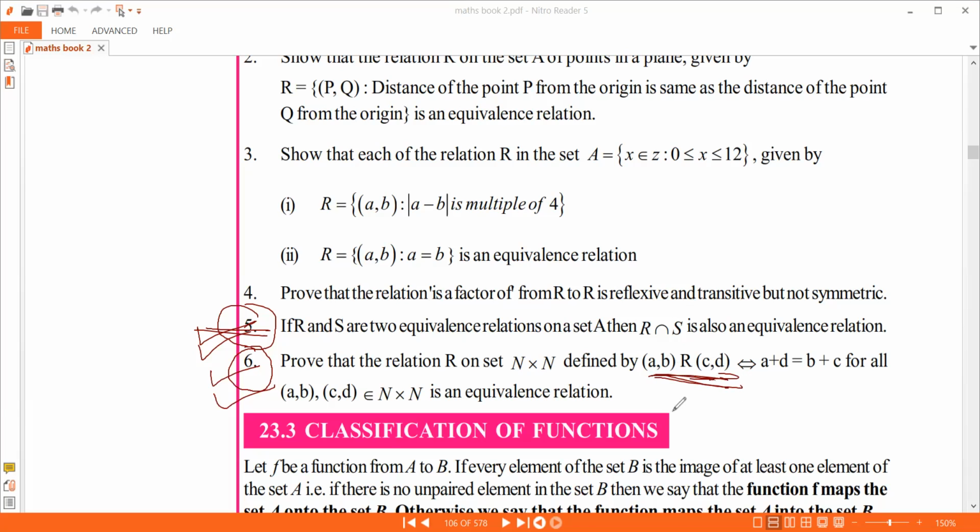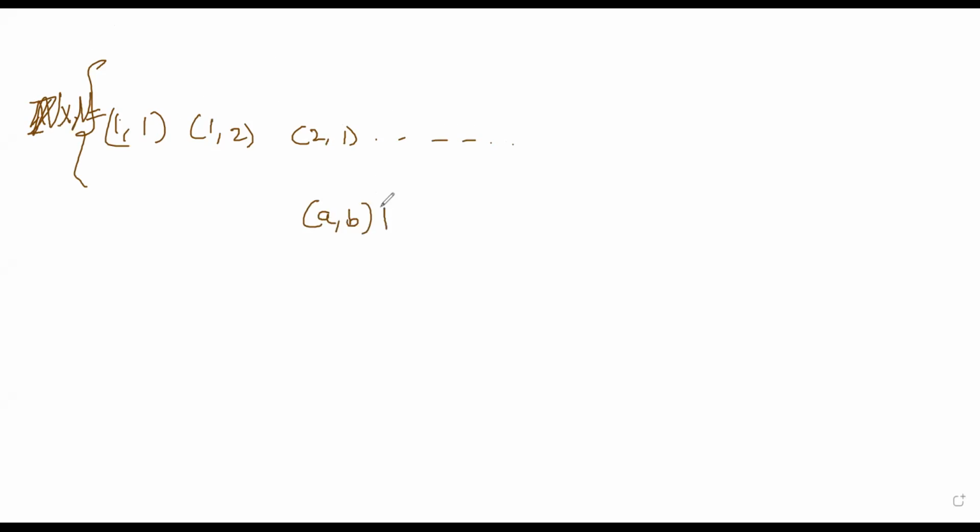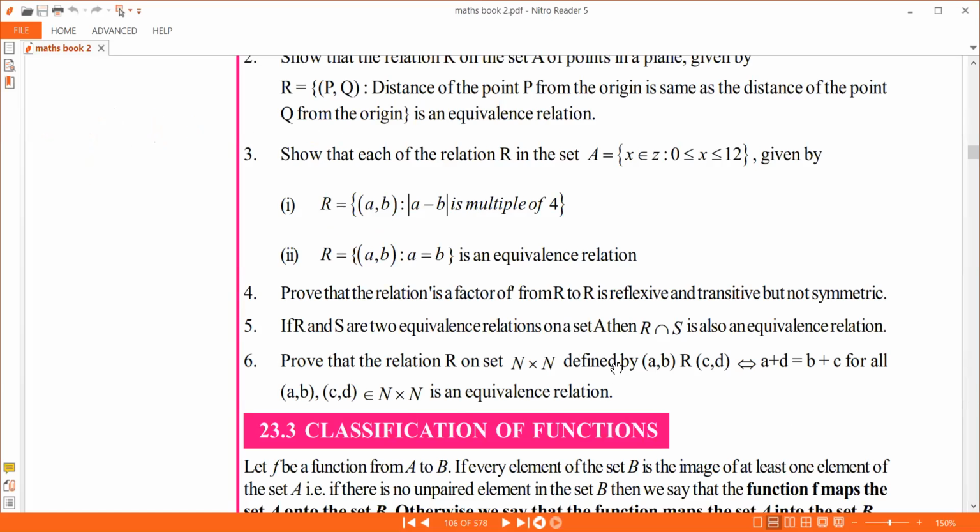So this one we have tried. The relation R on the set N cross N. What does N cross N mean? That means the set itself is a Cartesian product. This is my set A, N cross N. On this, they have built up a relation. It is the relation between two ordered pairs, not numbers. Really tough one.